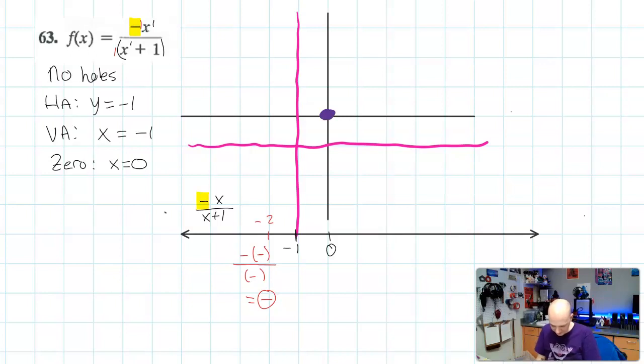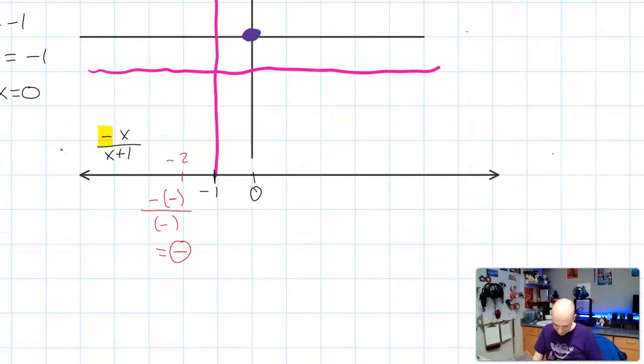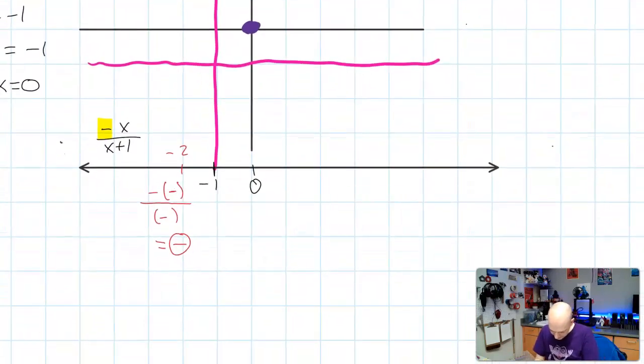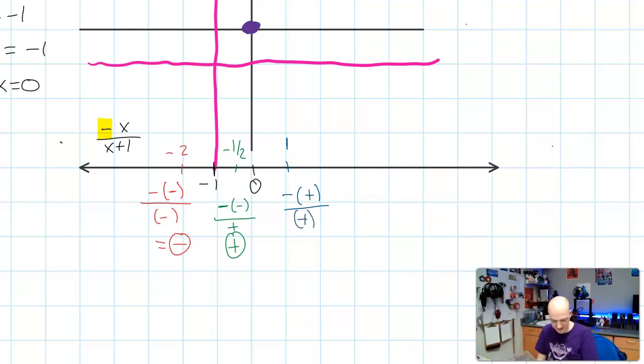And that negative on the x is just going to contribute a negative to these little sign diagrams every time. So here I'm testing between -1 and 0, so that's something like -1/2. Well, that's still a negative times a negative on top. On the bottom, -1/2 plus 1 is a positive. So now I have two negatives over a positive. That's a positive. And if I go to the right of 0 and test maybe something like 1, I still have a negative times a positive, and 1 plus 1 is a positive. So now the net sign is negative again.